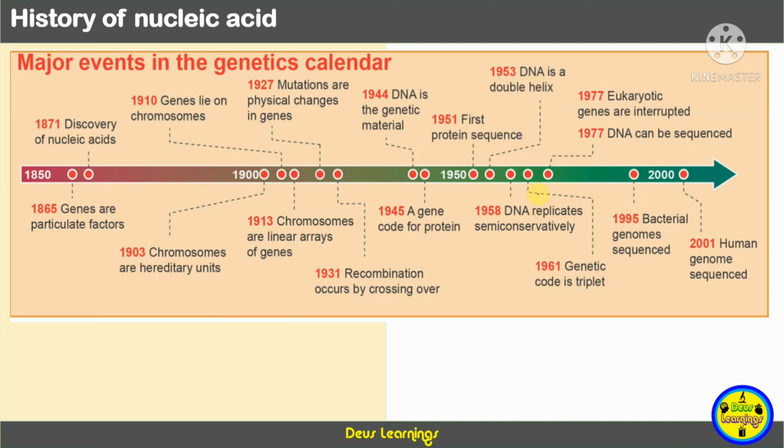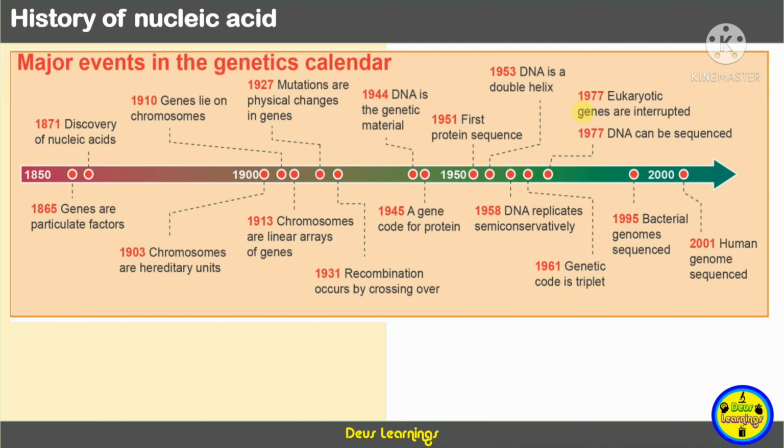And then in 1961, the genetic code was shown to be triplet. People like Crick postulated it, then Nirenberg, and then Har Gobind Khorana were able to decode that. And there was Gamow, a physicist, who said that definitely there should be a triplet form of nucleotides which should be coding the amino acids.